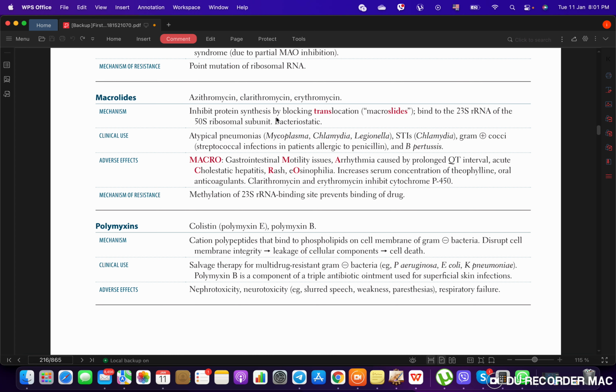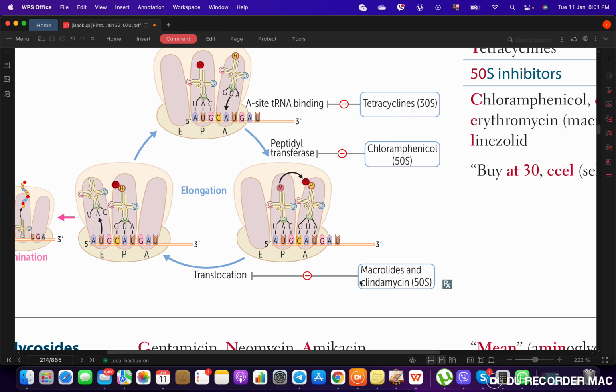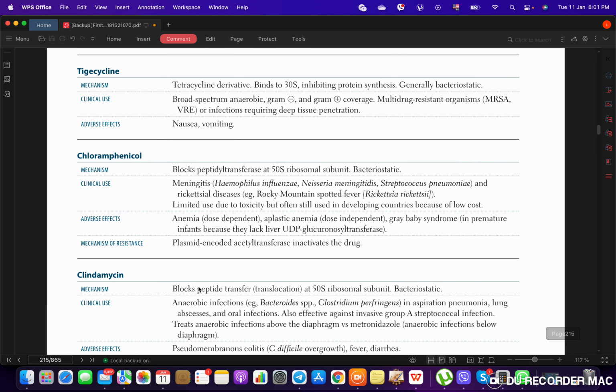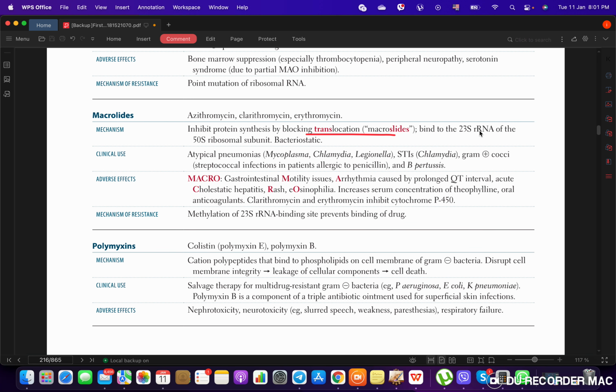Mechanism: inhibit protein synthesis by blocking the translocation. Clean Mercedes transportation. So clean Mercedes, macrolide, translocation. And these drugs bind to the 23S rRNA in the 50S subunit, and they are also bacteriostatic. Notice, guys, so far all of the protein synthesis inhibitors are bacteriostatic except one.